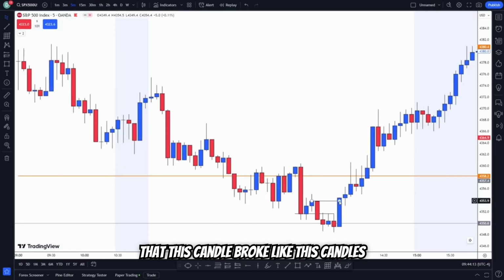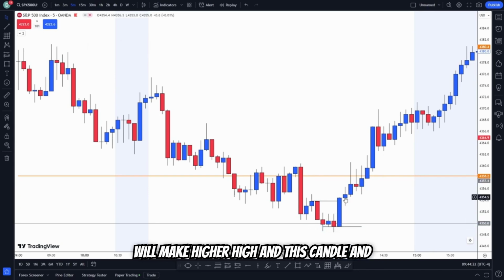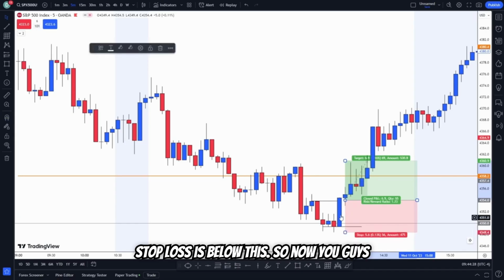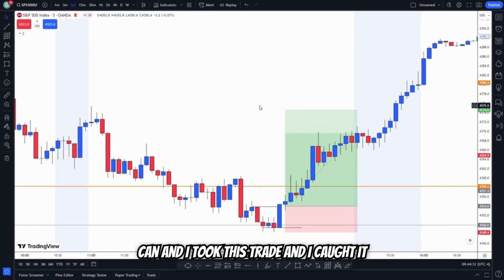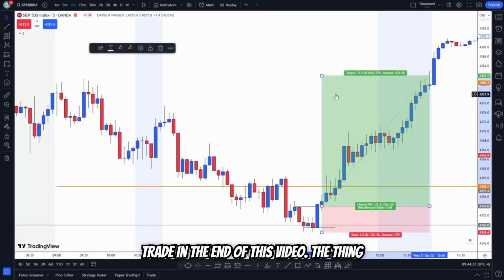Okay, so when I saw that this candle broke this candle's high over here, this is my higher low, right? Because now price will make a higher high, and my entry was right over here, and my stop loss was below this. So I took this trade and I caught it live also. I was recording it, and I will put the recording of this trade at the end of this video.